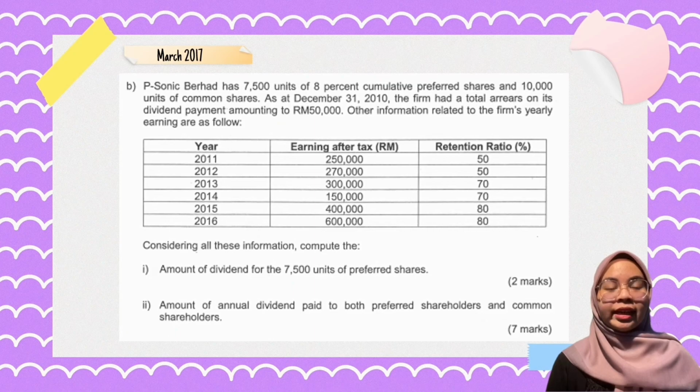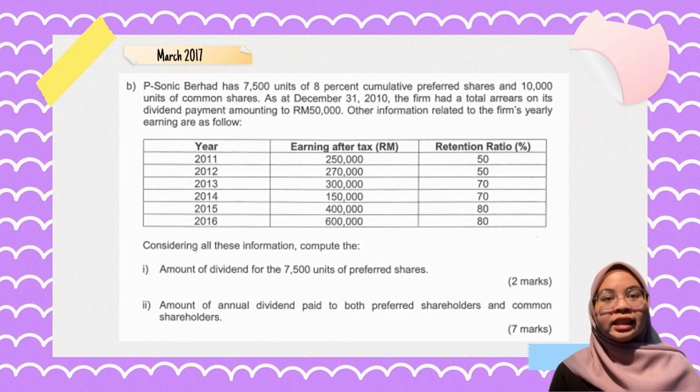P. Sonic Berhad has 7,500 units of 8% cumulative preferred shares and 10,000 units of common shares. As at 31st December 2010, the firm had total arrears on its dividend payment amounting to 50,000. Other information related to the firm's yearly earnings is as follows. In the year 2011, the earning after tax is 250,000 and the retention ratio is 50%.